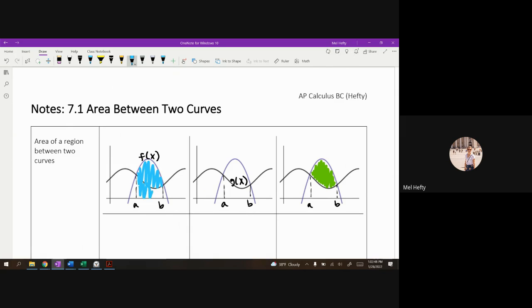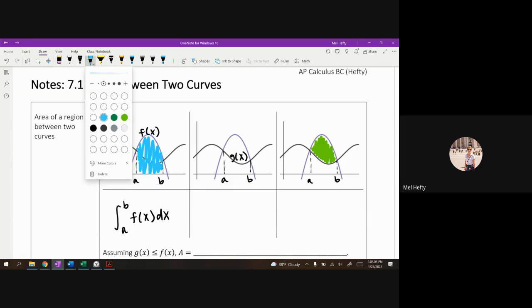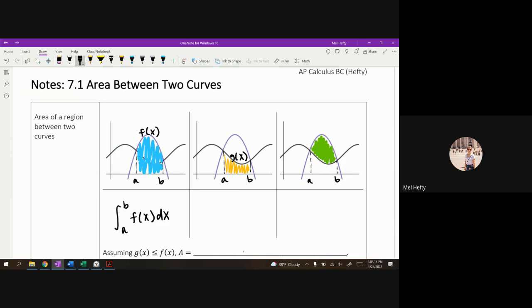So I would argue this blue area, I could find by doing the integral from a to b of f of x dx. Do you agree? Don't say sure if you don't mean it. Math is not a place to be wishy-washy. All right, and I could find this area underneath g of x. How could I do that? What would I integrate? What would my bounds be? And I would integrate g of x, right?